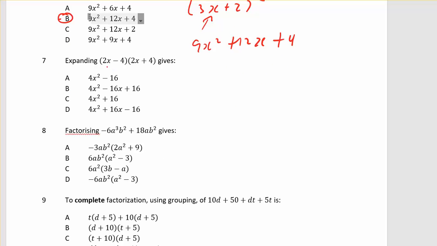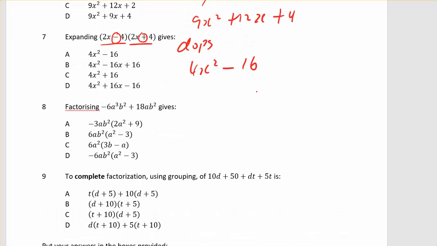It's this one. You see they're almost exactly the same, except there's a plus and minus. So this is a difference of squares pattern. All I need to do is square the first term, which is 4x squared, and subtract the square of the second term, which is 16. So that's A.